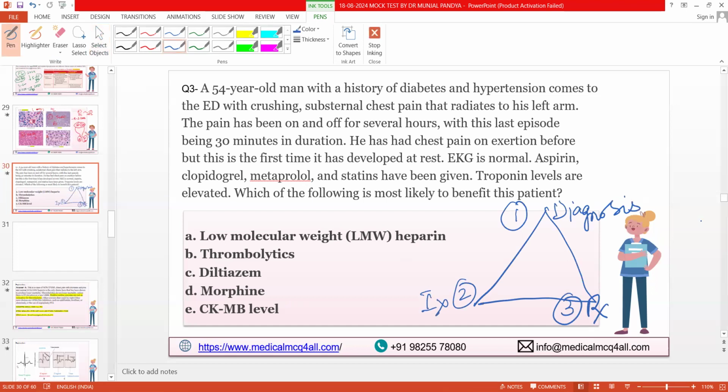Yeah, so now tell me. Now the house is open for discussion. Take your time, 10 seconds, 20 seconds. Charu, why is it diltiazem? And what is diltiazem? Charu, if you can speak, I would be glad. I'm not in a hurry at all. So first give me the diagnosis.